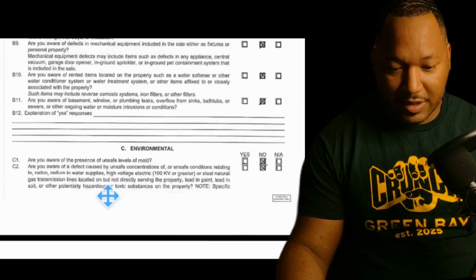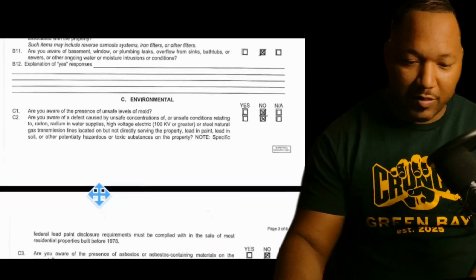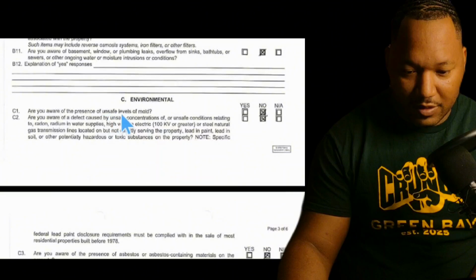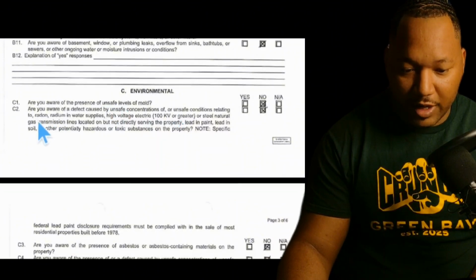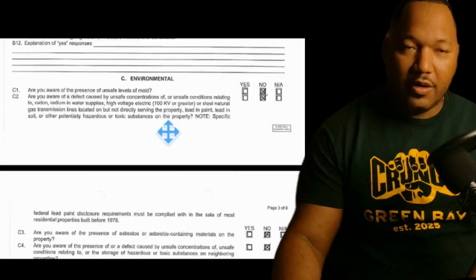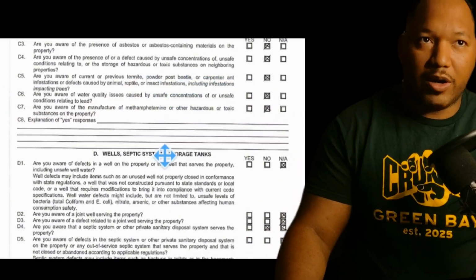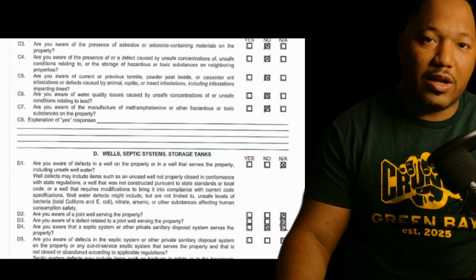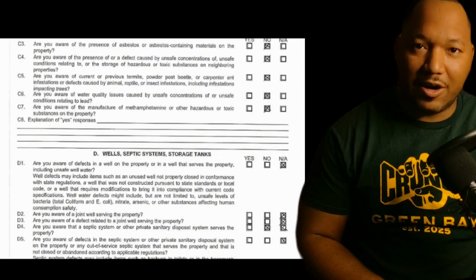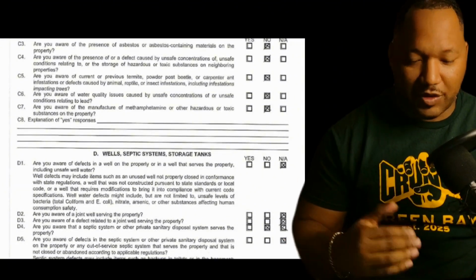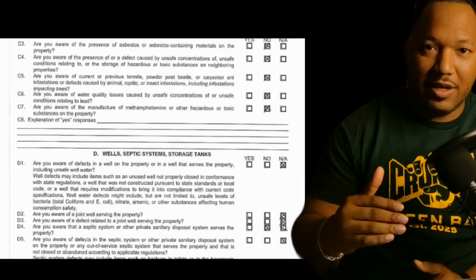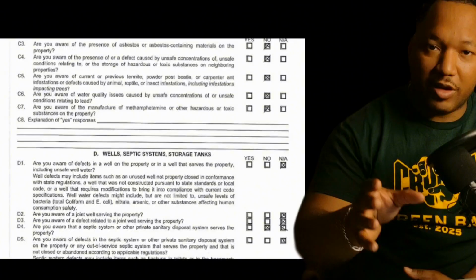So the next thing, oh wait, let's talk about the environmental stuff, the one I mentioned before. Are you aware of mold? Are you aware of any radon that might be in the area? You also need to be aware if your home is located on a flood zone. I know DNR, the Department of Natural Resources for each state or province, a lot of times will have maps that show where floodplains are usually at.